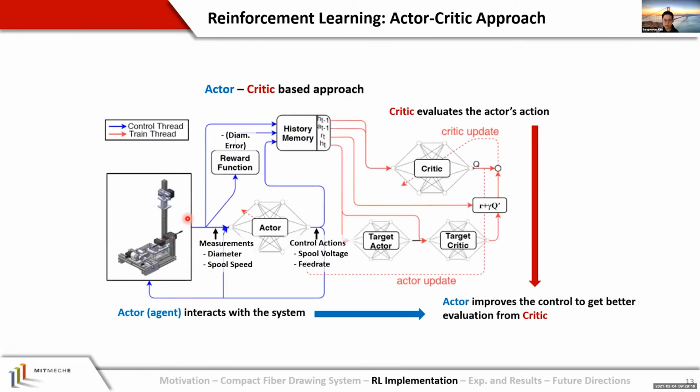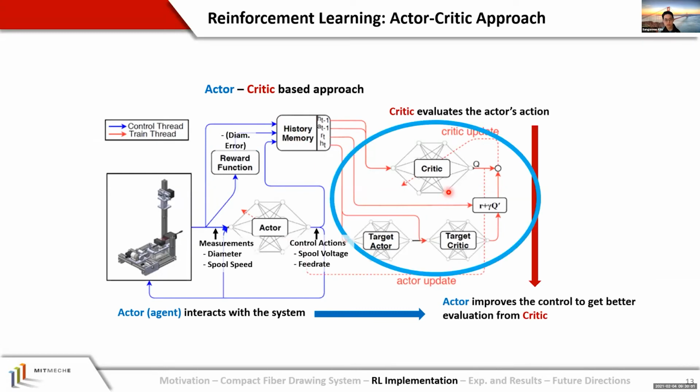So as the controller interacts with the environment, it will generate the history of the measured outputs and input actions. And from that information, we can also compute the reward. For example, in our case, the control objective is to reduce the error between the reference trajectory and the measured diameter. Therefore, we use the negative value of the diameter error as the reward function. Then all of this information, the measurements, the actions, and rewards, are stored in this history memory.